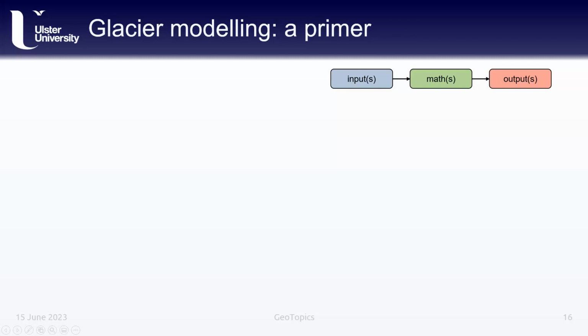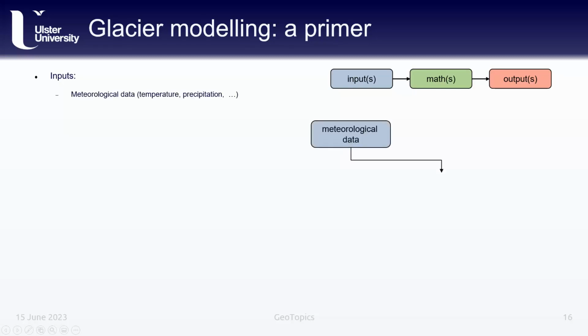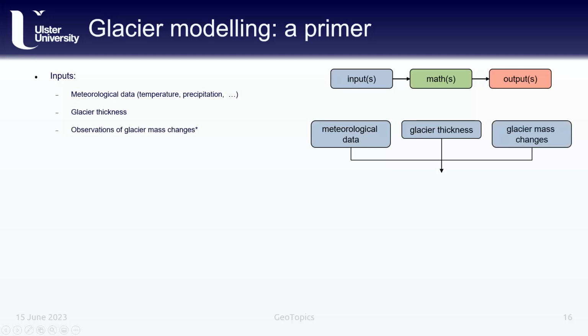There we go. So, moving to a slightly more complicated example for glaciers, we have different inputs. So one of the inputs that we use is, for example, meteorological data. So this is temperature, this is precipitation. Sometimes we measure a lot more than that, but those are the two big basic ones that we can think about right now. We also need to put in the glacier thickness because that tells us how fast the glacier flows by and large. And we also might want to think about glacier mass changes. So we use our observations to help us figure out how our model should work.